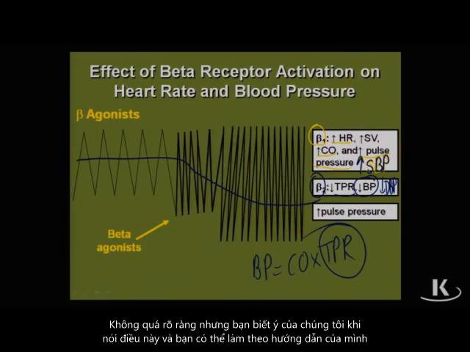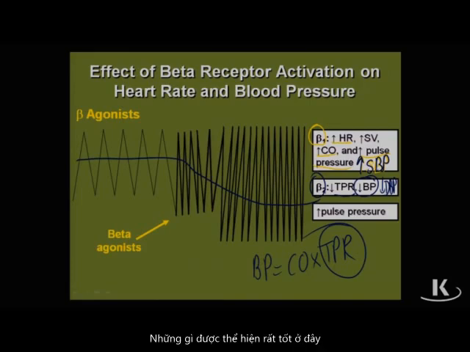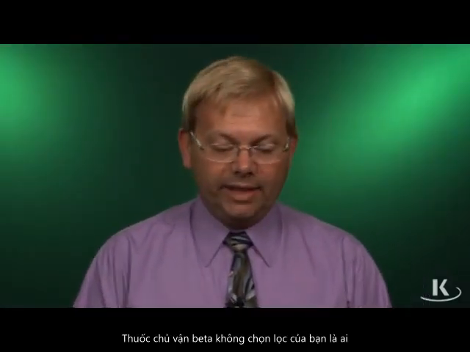Not too obvious, but you know what we mean by this, and you can follow on your syllabus here. What is very well shown here is the change in actual heart rate. You see that as far as the heart rate goes, it is now very much increased. You also see that there is an increased pulse pressure because of the discrepancy of raising systolic on one hand, decreasing diastolic on the other hand. That's what non-selective beta agonists would be expected to do. Who are your non-selective beta agonists?